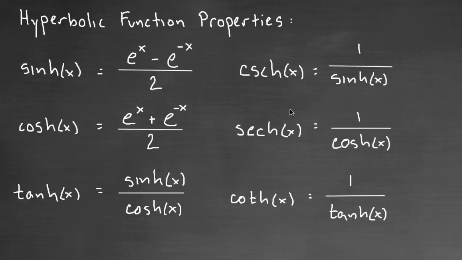There are also three others. There's hyperbolic cosecant, secant, and cotangent. As with their trig counterparts, they're the reciprocals of sine, cosine, and tangent. Hyperbolic cosecant is 1 over hyperbolic sine. Hyperbolic secant is 1 over hyperbolic cosine. Hyperbolic cotangent is the reciprocal of hyperbolic tangent. So all of these can be based off of the original hyperbolic sine and hyperbolic cosine, which were defined in terms of the exponential functions e to the x and e to the negative x.